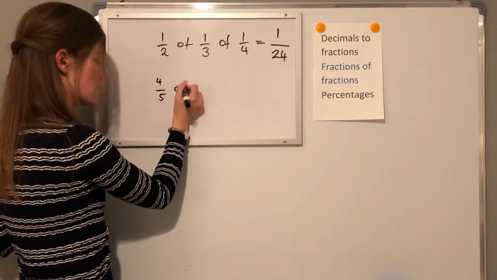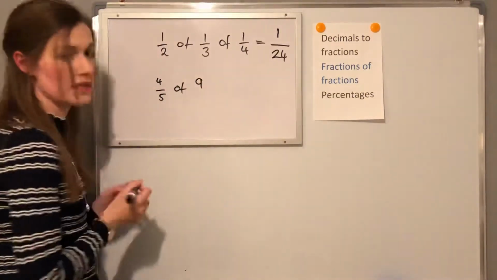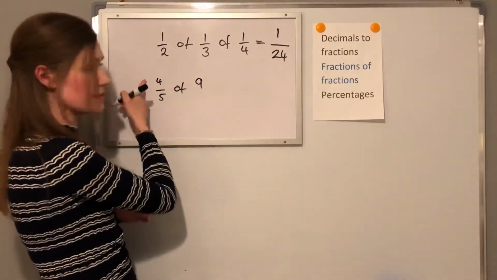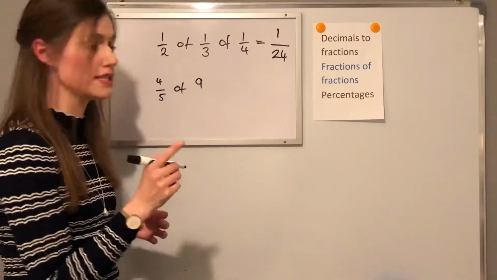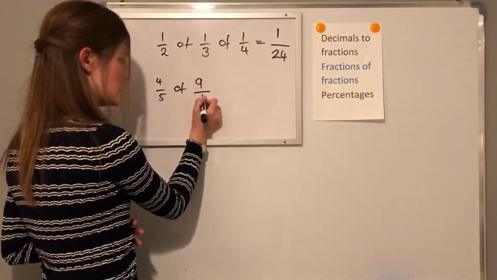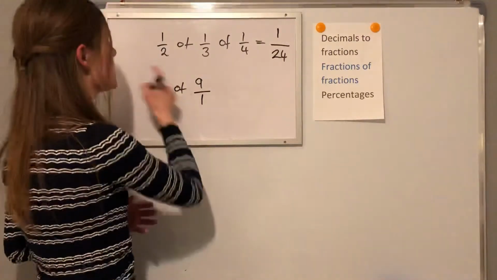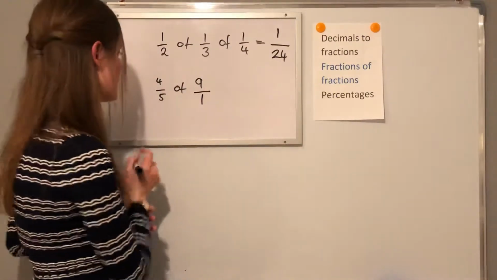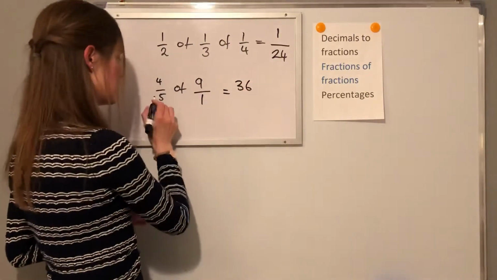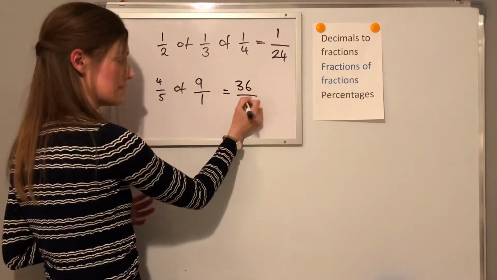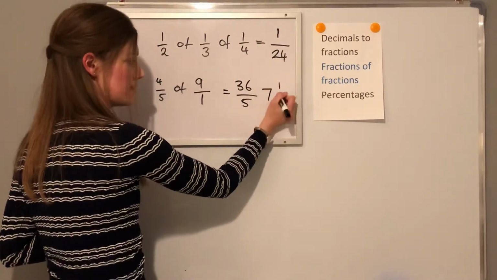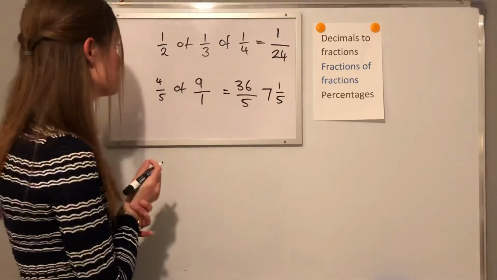4/5 of 9. Now you can't do that using the normal method of divide by the bottom times by the top, or at least not very easily. So an easy way of doing it is to just put over 1 and then times across. Okay, so you've got 4 times 9 is 36, 5 times 1 is 5. Or you could make that into a mixed number, 7 and 1/5.